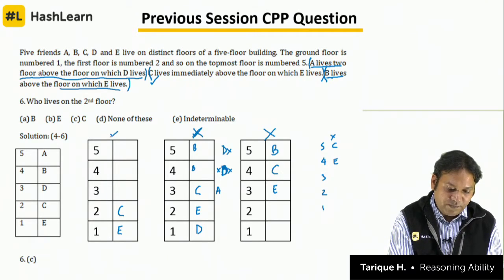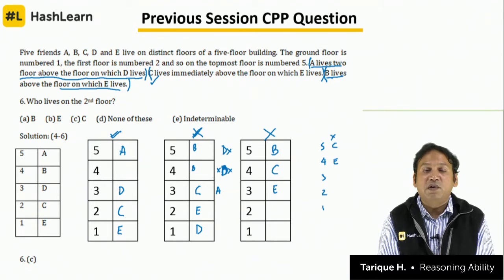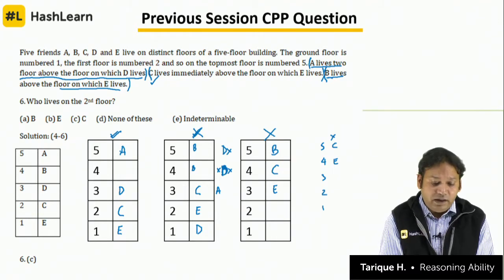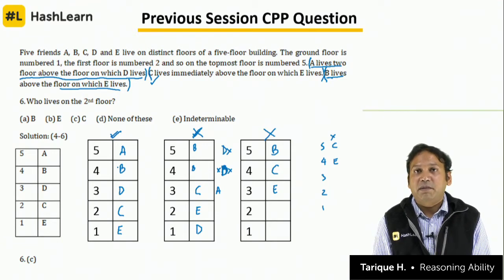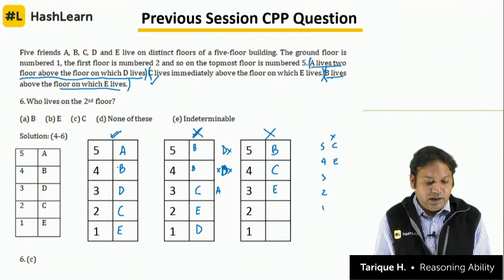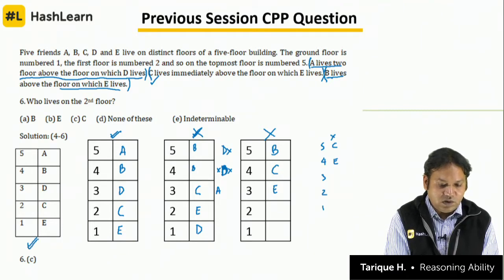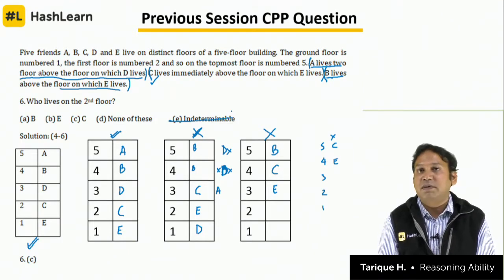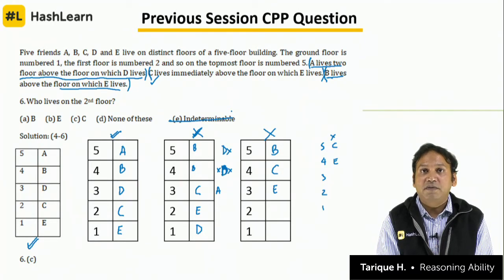So only one case is possible there. That is the first case, in which D has to be on floor number 3, A has to be on floor number 5 because A lives 2 floors above the floor on which D lives, and that leaves us with only floor number 4 that can be taken by B, and that's very clear. The order is A, B, D, C, E, which you can see in this solution also. So definitely the answer is not indeterminable. The answer is determinable, and we can clearly say who lives on which floor just based on these 3 clues.